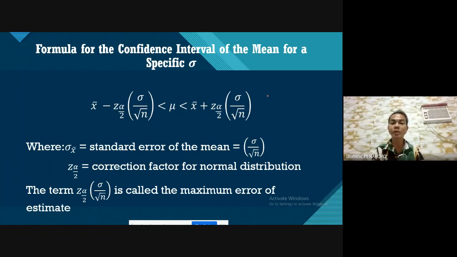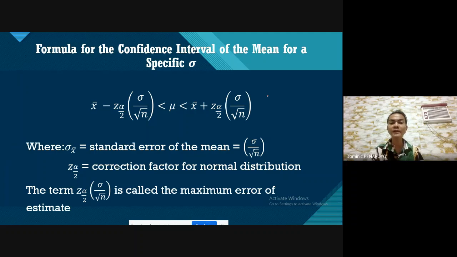So x bar, this is the sample mean or the best point estimate. For z alpha over 2, again, we have the four most likely used confidence levels: 1.645, 1.96, 2.33, and 2.575 for the 90, 95, 98, and 99% confidence levels respectively. Sigma is the population standard deviation, and n here is the sample size.